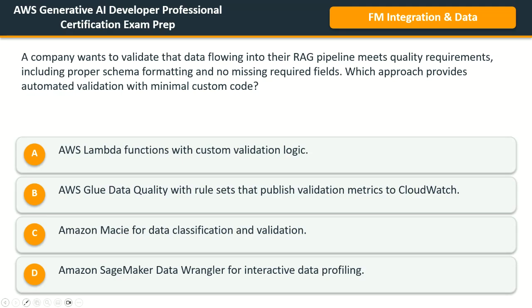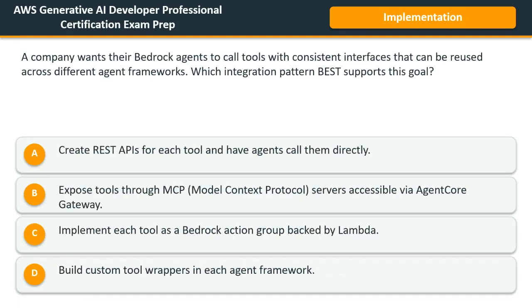Option D is incorrect because option D offers Data Wrangler. Data Wrangler is interactive and development oriented. It is not designed for automated, continuous validation in production pipelines. For automated data quality, declarative rules plus CloudWatch metrics equals Glue Data Quality. The correct answer is B.